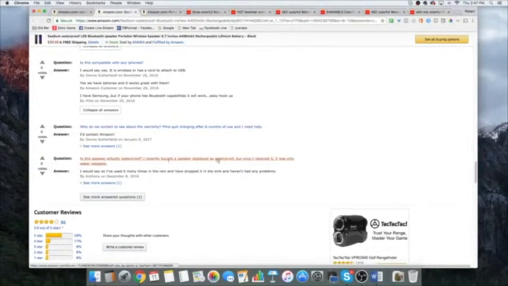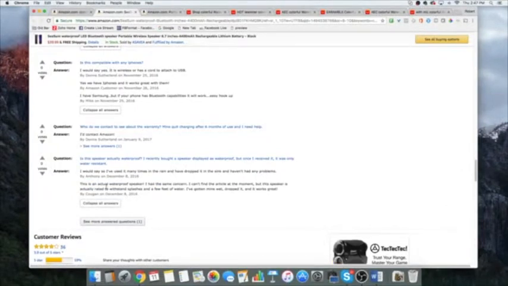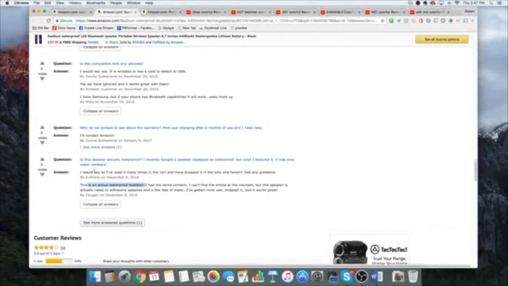Is it actually waterproof? I would say so. I've used it many times in the rain and dropped it in the sink and haven't had any problems. Okay, so good. You can be confident this is an actual waterproof speaker. Yep, had the same concern. So people might ask you. I mean, that's legit right there. That's reality.